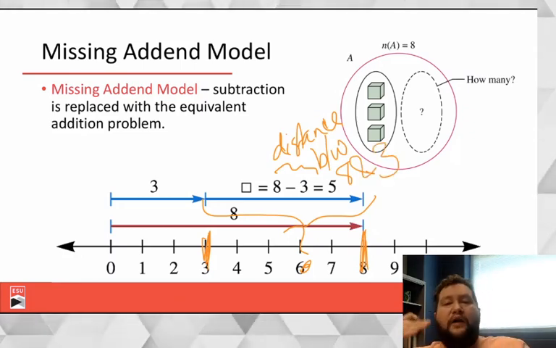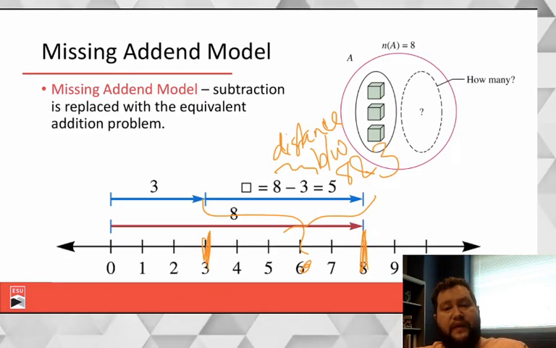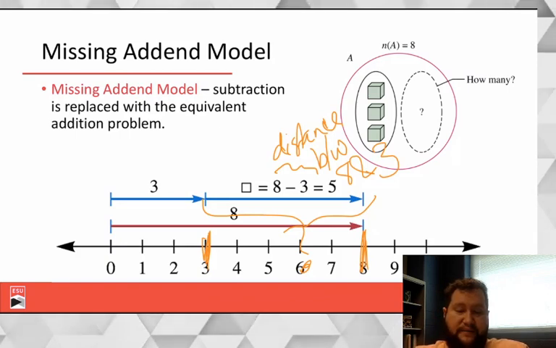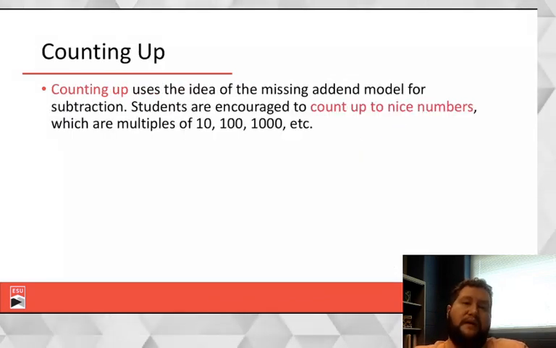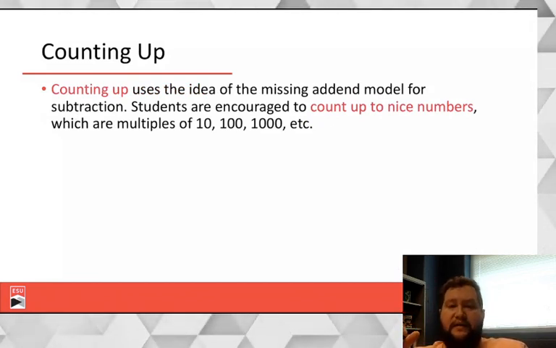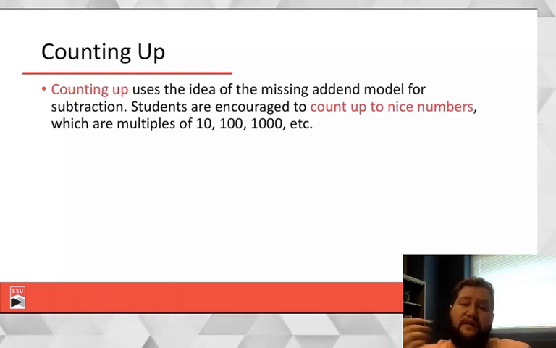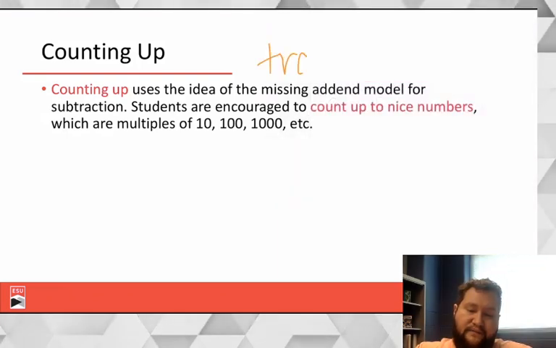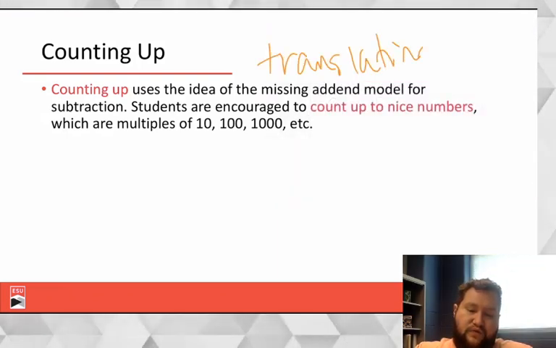And so while we have these kind of algorithms or models, in many ways we're going back to our really foundational models of set and number line, or base 10 blocks. So you could do a missing addend with base 10 blocks. You could do it with our set model and our number line. So counting up is in some ways connected to the missing addend, in that we're still doing the translation back to addition.